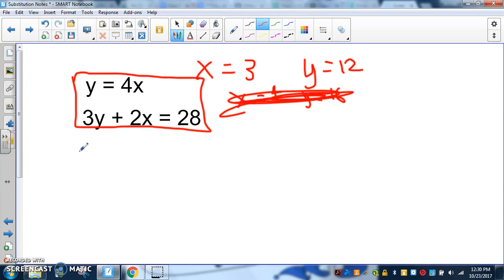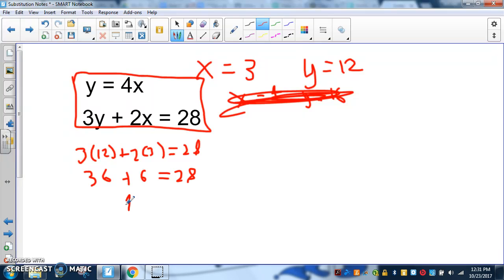If I plug those numbers in over here, 3 times 12 plus 2 times 3, and I'm just going to see if that is indeed equal to 28. Ooh, I get 36 plus 6. I think I end up with 42 is equal to 28. That's not close. That must not be a solution to this second equation. Even though it was a solution for one, it wasn't for the other.